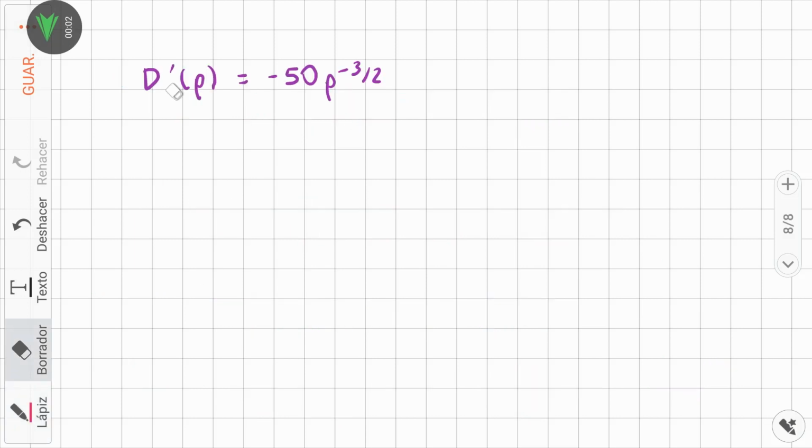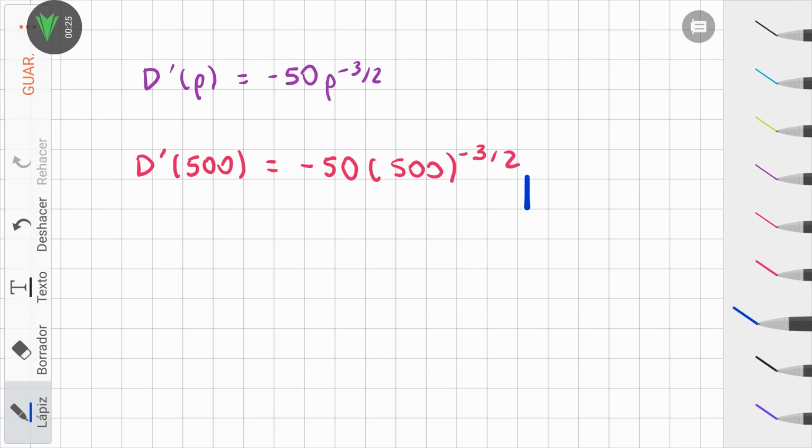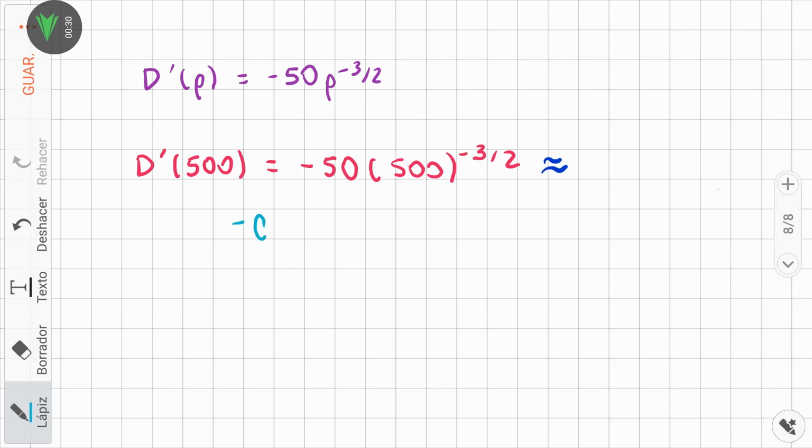So knowing the derivative of the function, which is what we just discovered, we can solve the first part of our problem, which is finding the derivative at 500. So simply substitute your p by 500. So it'll be negative 50 times 500 to the negative 3 over 2, which is approximately, this sign means approximately, negative 0.00447, and that is the answer to the first part of your problem.